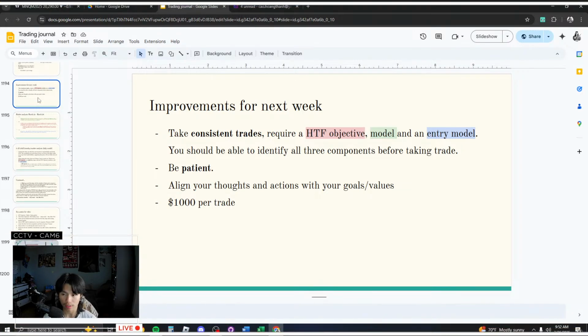Be patient. Sometimes the markets aren't going to be primed for your strategy. So you have to be patient, disciplined, sit on your hands, and just be an observer, right? You're not forced to ever take a trade. It's all mindset whenever it comes to this whole industry, right? Third, align your thoughts and your actions with your goals and your values.